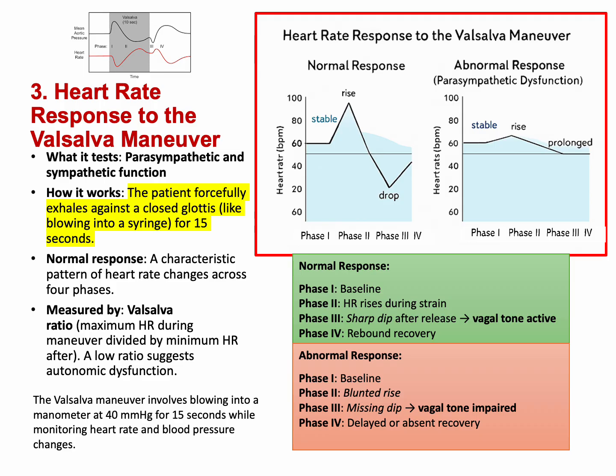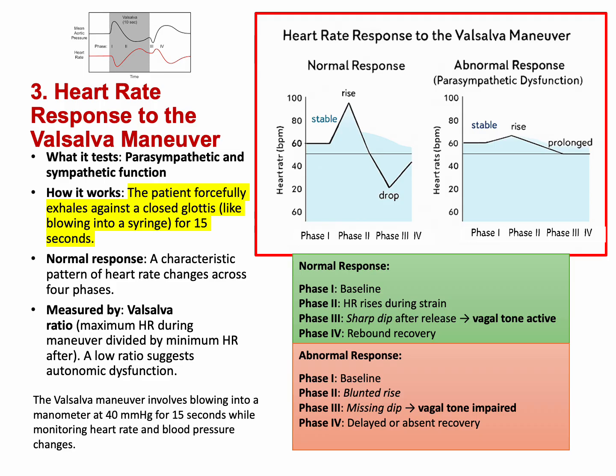The Valsalva ratio reflects this response. A low ratio indicates autonomic dysfunction. The diagram on your right shows heart rate changes during the Valsalva maneuver. A normal response follows 4 clear phases ending with parasympathetic recovery.